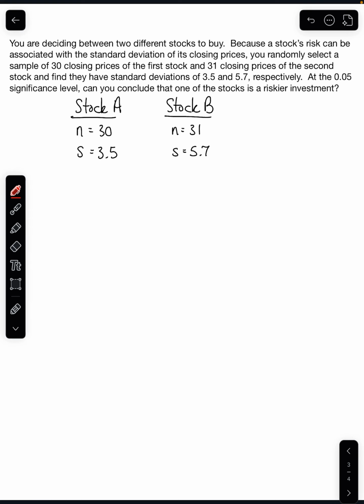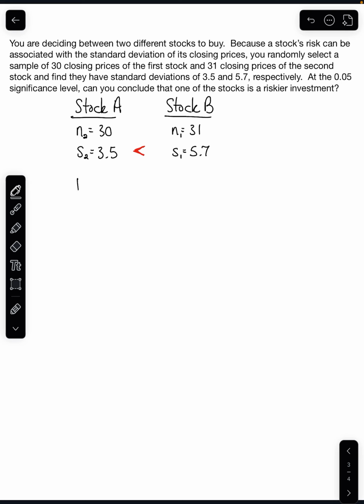Once again, we need to figure out which of these two is bigger so that we know which one we're treating as the numerator and which is the denominator in our test statistic, which will then also affect the degrees of freedom of the numerator and degrees of freedom of the denominator. So in this case, it is stock B that has the larger standard deviation and therefore the larger variance as well. So we will treat stock B as our first sample and stock A as our second sample.